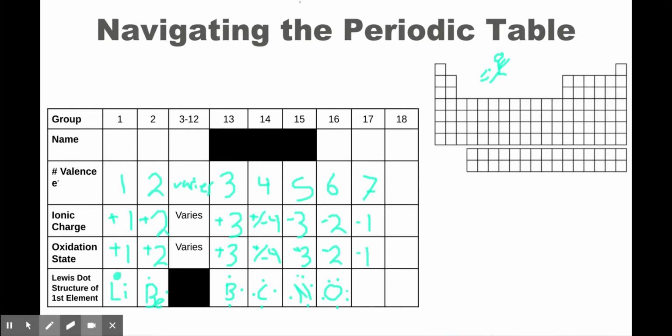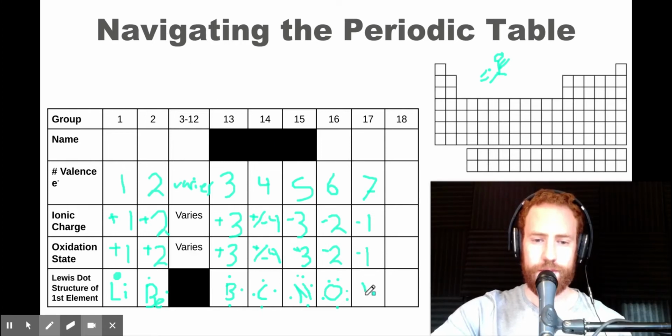What's the halogen at the top? Fluorine. That's right. And if fluorine has 7 valence electrons, it'll look like 1, 2, 3, 4, 5, 6, 7.